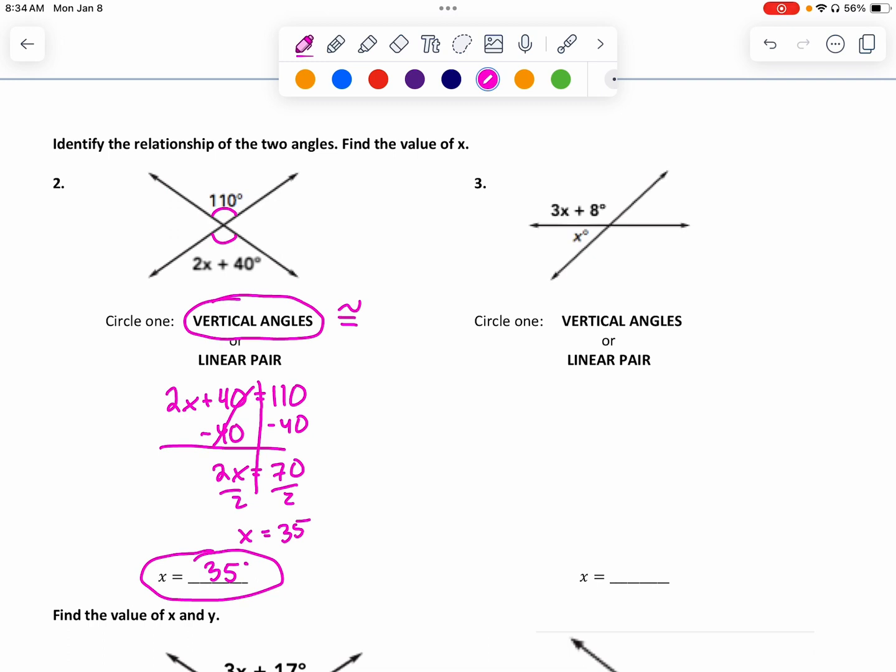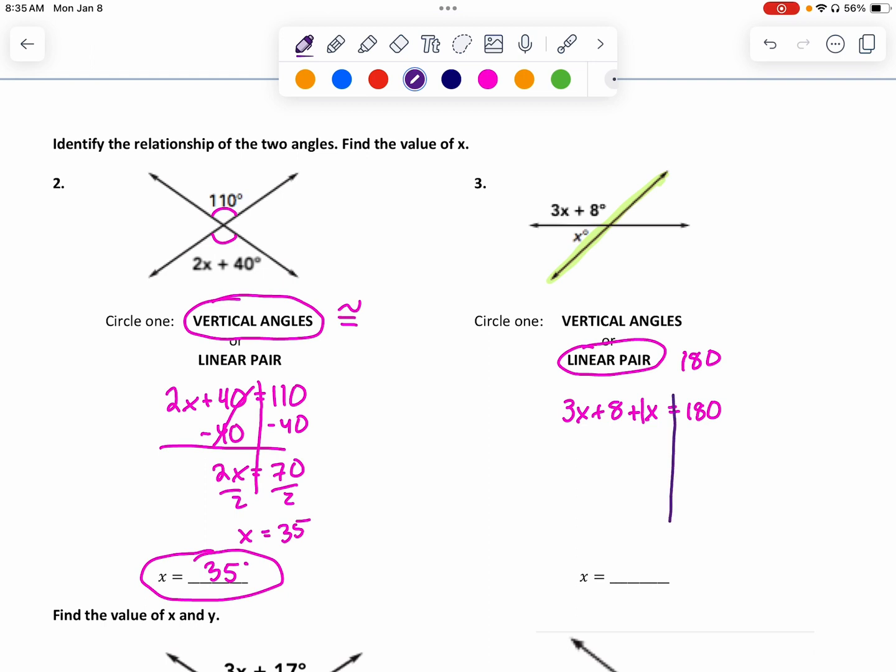The next one, 3, we've got a perfect x, but the angles aren't across from each other, but they are sitting on this straight line. So I know if they are on a straight line, that means that they are a linear pair, which means they equal 180. So we're going to add these together. So 3x plus 8 plus x equals 180. I'm going to put the 1 in front of the x.